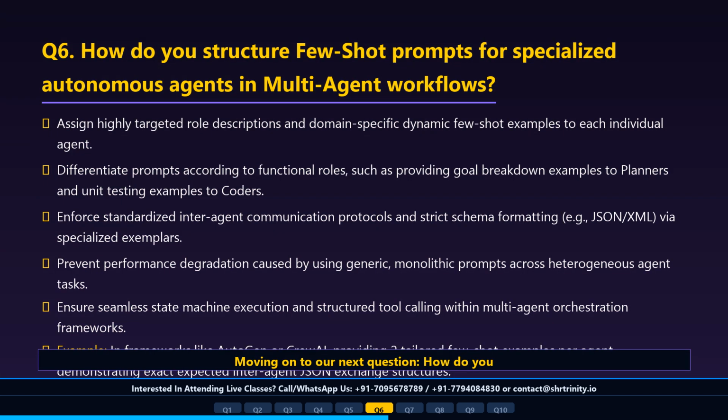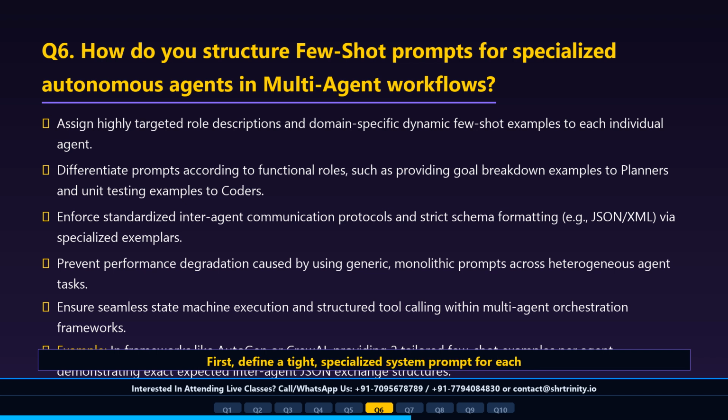Moving on to our next question, how do you structure few-shot prompts for specialized autonomous agents in multi-agent workflows? In complex multi-agent architectures, giving every agent the same generic prompt or broad system context leads to role confusion, high token redundancy, and degraded performance. Instead, scalable multi-agent systems rely on modular, highly specialized few-shot prompt engineering tailored specifically to each agent's dedicated function within the workflow state machine. Let's break down how to structure this effectively step by step.